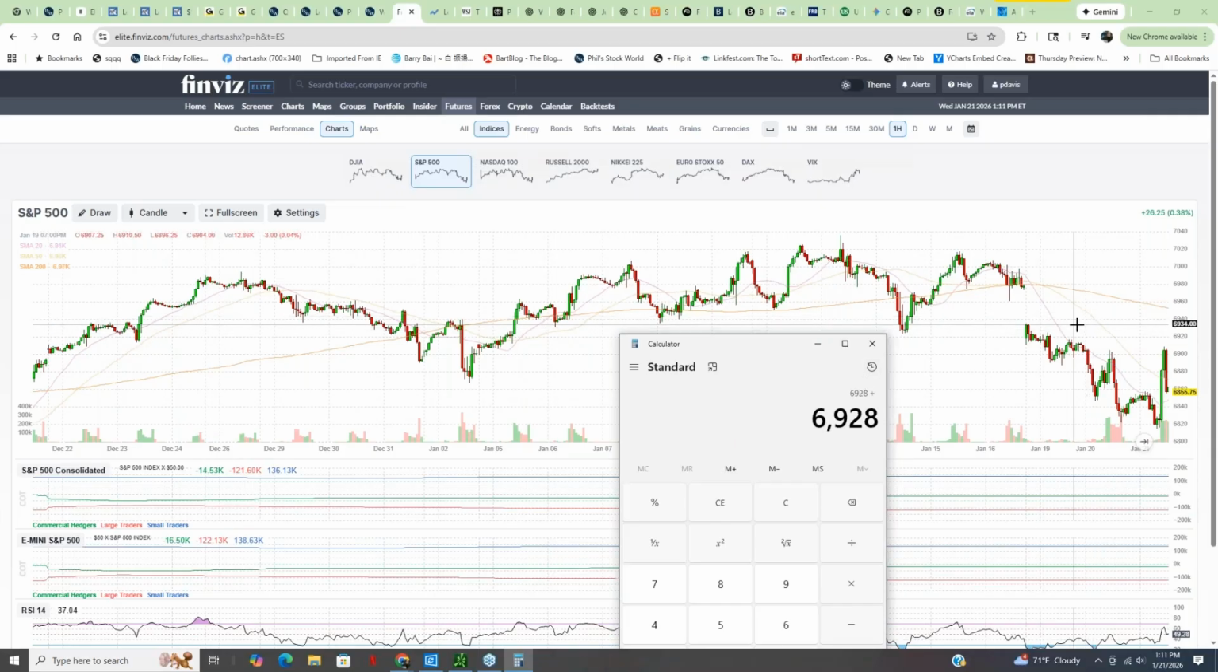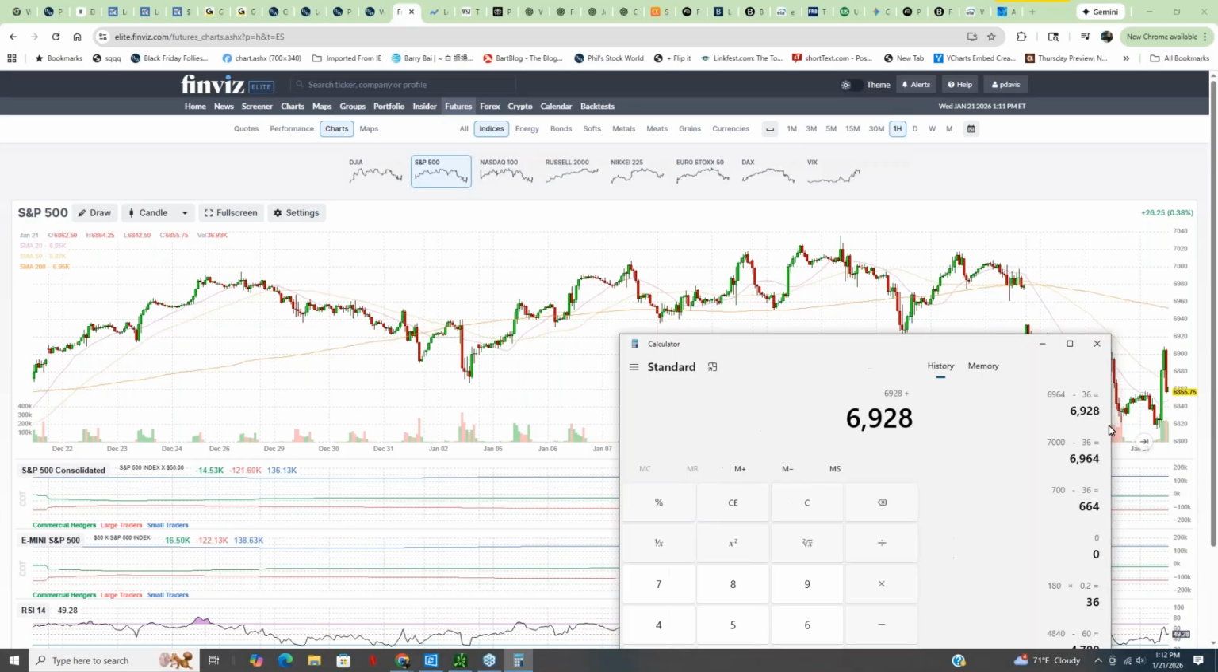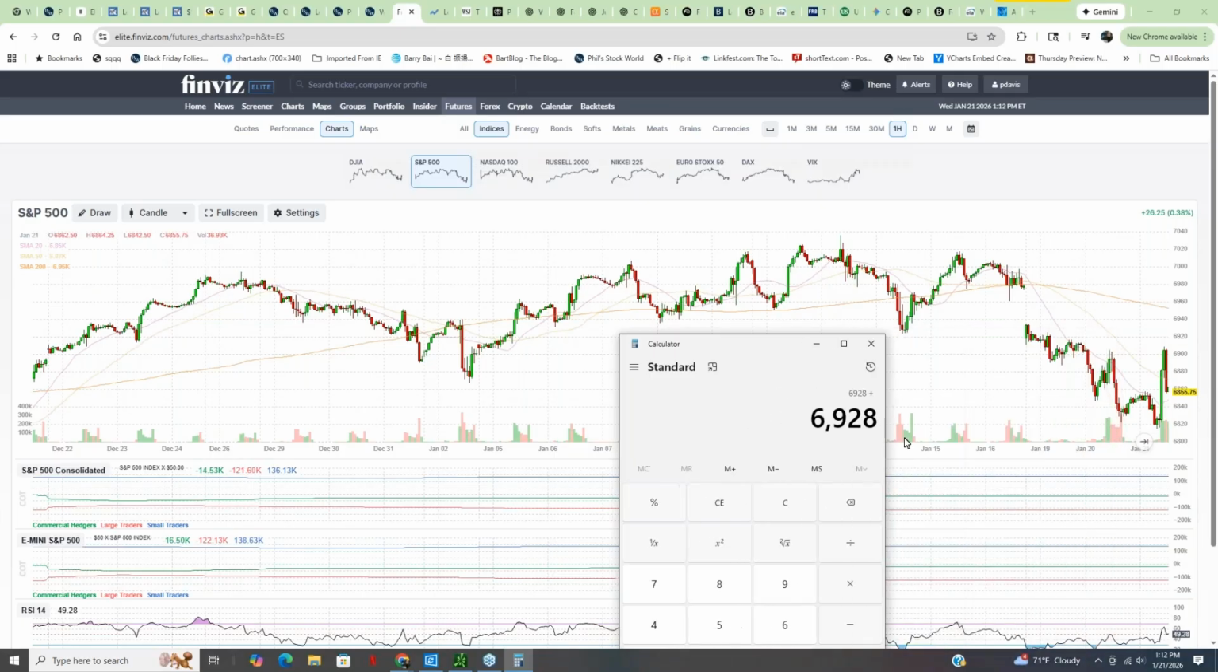69.28 is right here. Look at that. That's where we gap down to there. And that's a strong retrace. Okay. So minus. Oh, wait, I can do this. 36. Yes, I was using 36s.